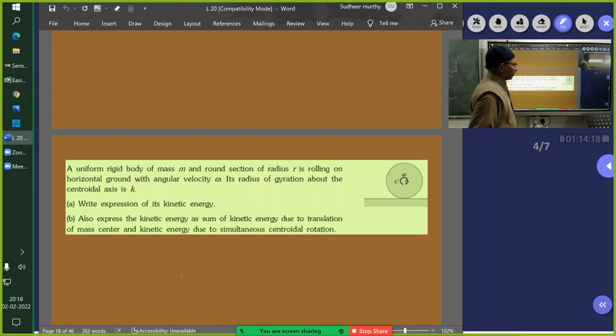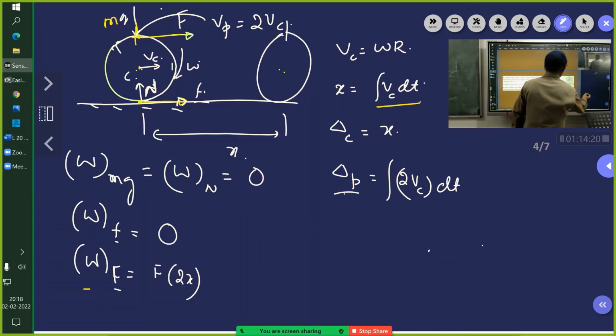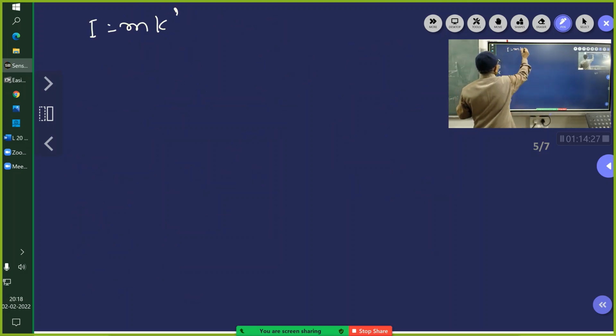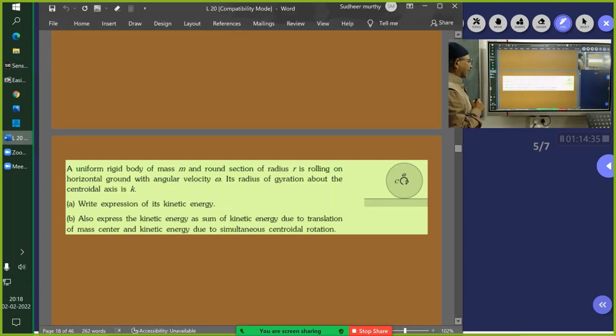When k is given, you write it. They are given k, so I is equal to mk square. What is the second sub-question? First sub-question: write the expression for kinetic energy. Also express kinetic energy as the sum of kinetic energy due to translation of mass and kinetic energy due to simultaneous centroidal rotation.